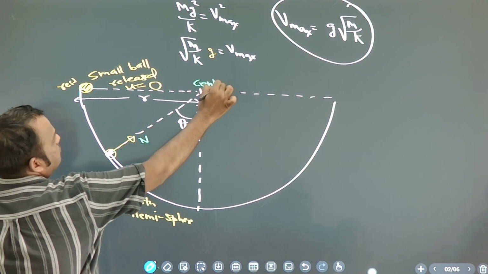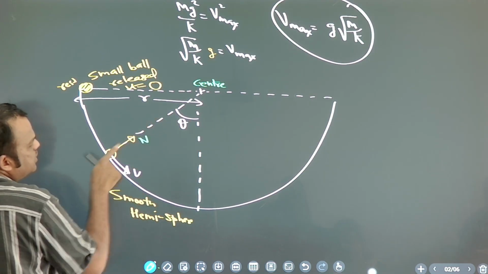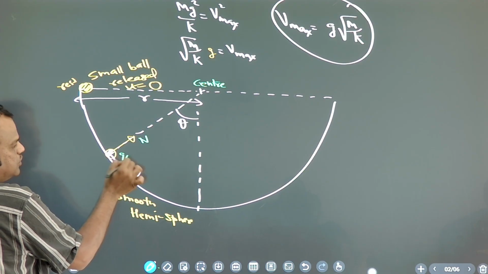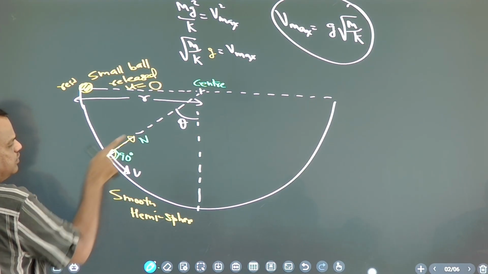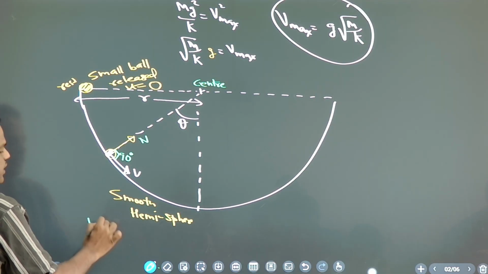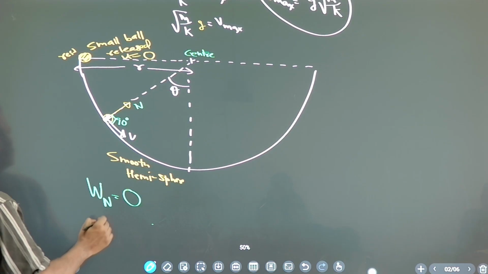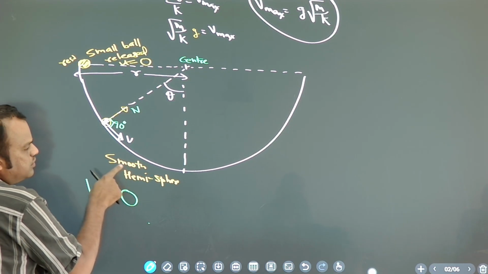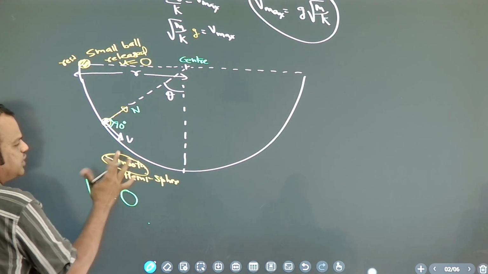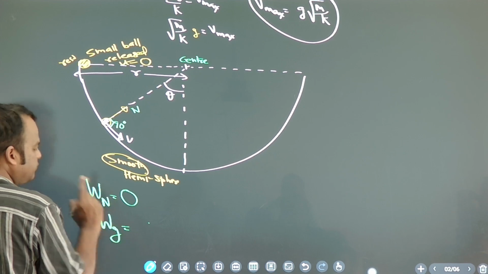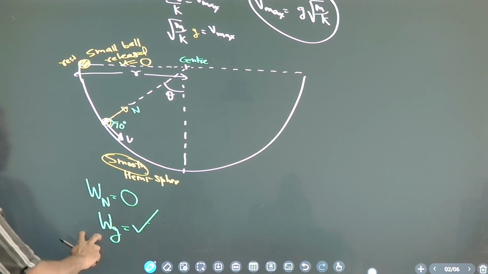Towards center. So is the normal doing work or not? Tell me. Normal is not doing any work. What is the angle? 90. So work done by normal is 0. So only gravity is doing work. Is friction doing any work? No. Smooth surface, no friction. So who is doing work here? Gravity is doing work. Okay, clear?